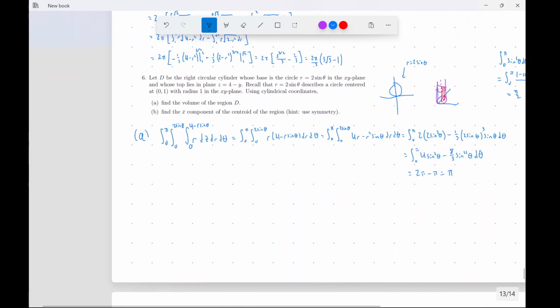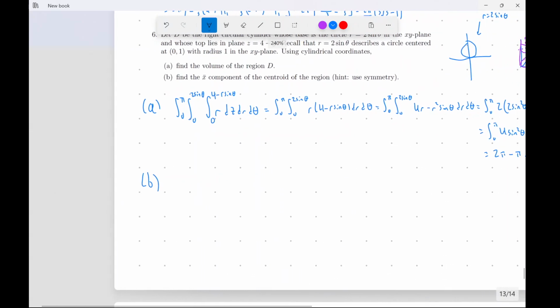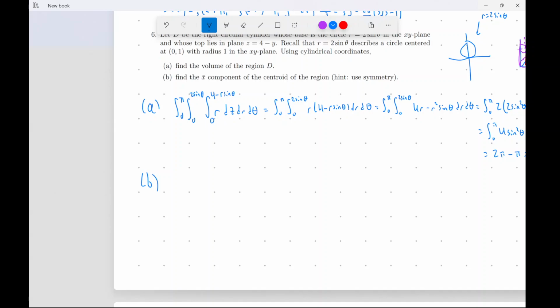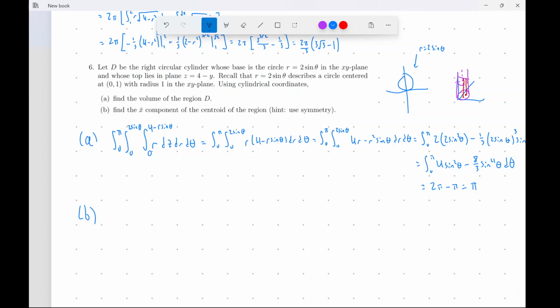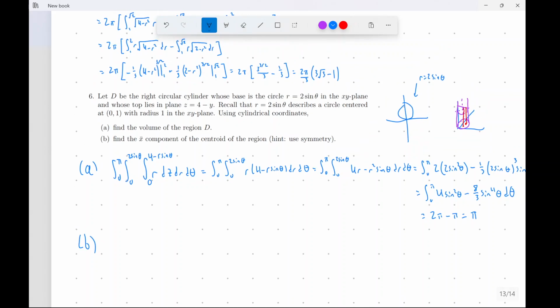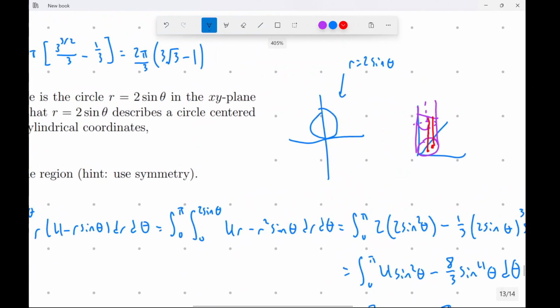Yay. Okay. And now for part B, it wants us to find the x component of the centroid. And it tells us to use symmetry. Normally I don't like skipping to a symmetry argument because I like to show you guys the math. But this one, the math is ugly. We're not going to do it. We're going to use symmetry.